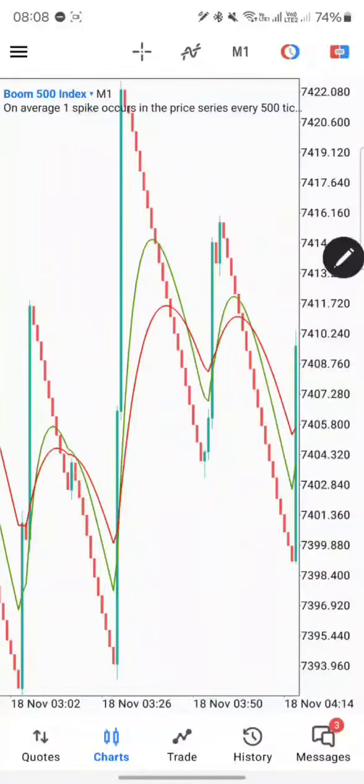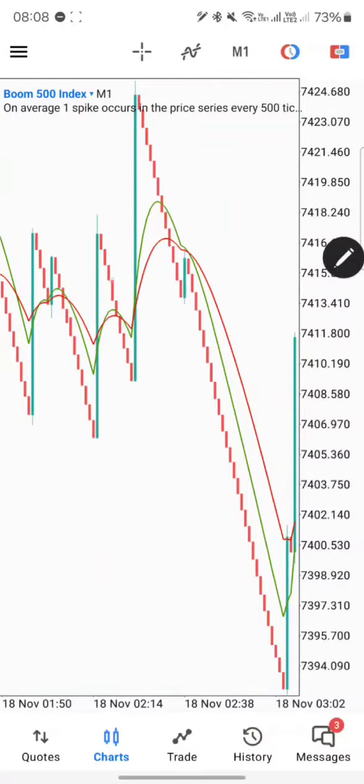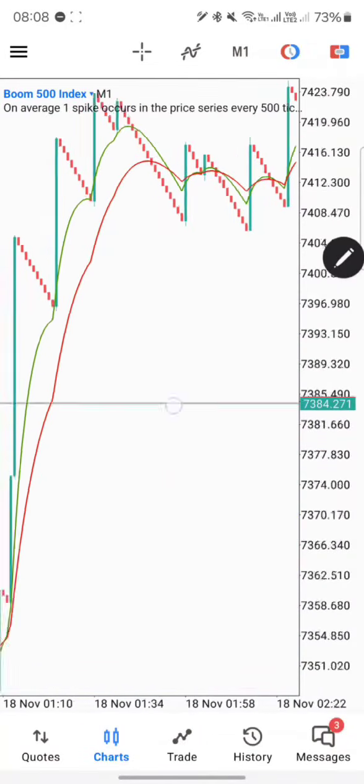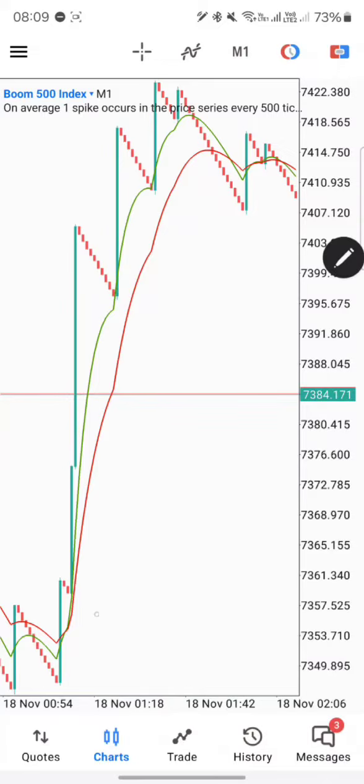Over here we had a little small fake out, but if you held a bit longer, you'd have caught that spike over there. That would have been a win. That would have been a win. You're literally just looking at the moving averages crossing through the candles. That would have been a sniper. That would have been a sniper as well.